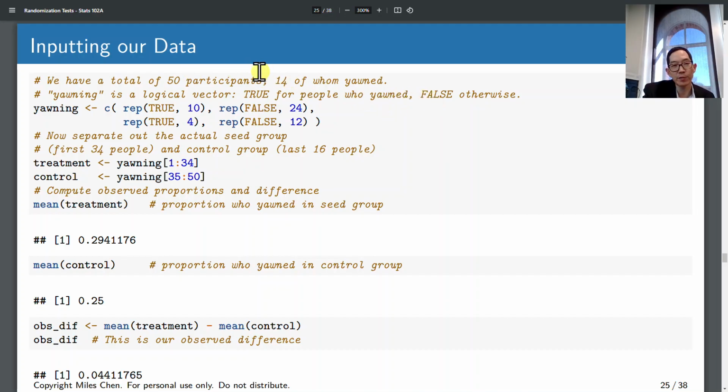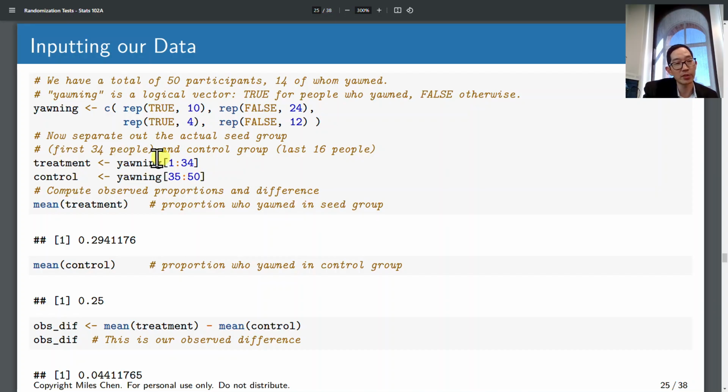We had a total of 50 people, and 14 of them yawned, and I'm going to set my first 34 to be my treatment group. So here I've got 10 trues and 24 falses for the first 34. And then for the remaining 16, I have 4 true and 12 false. And that gives me a total of 14 true values and 36 false values.